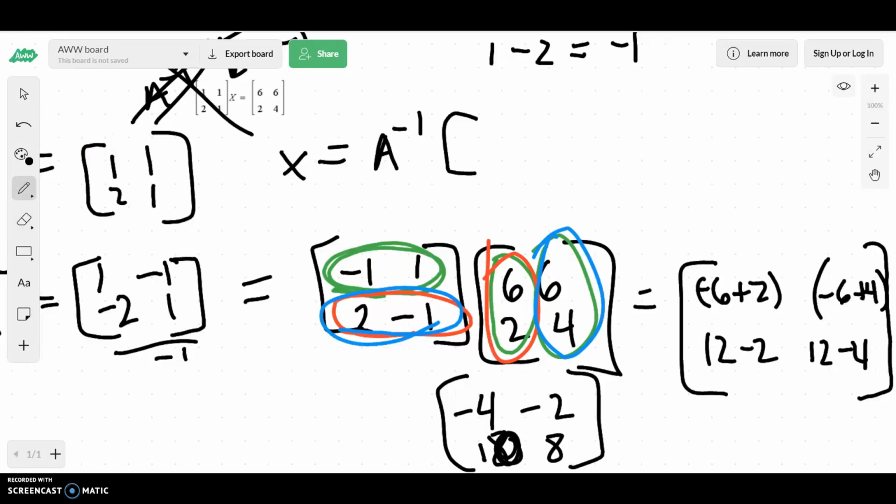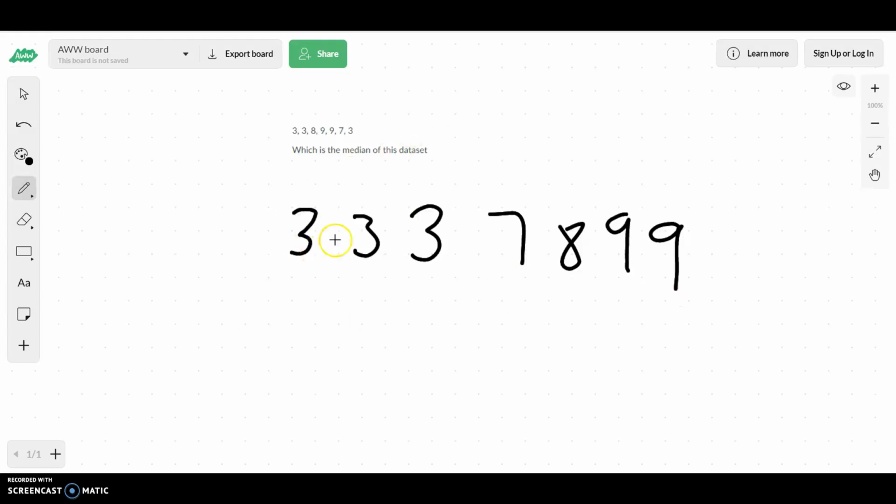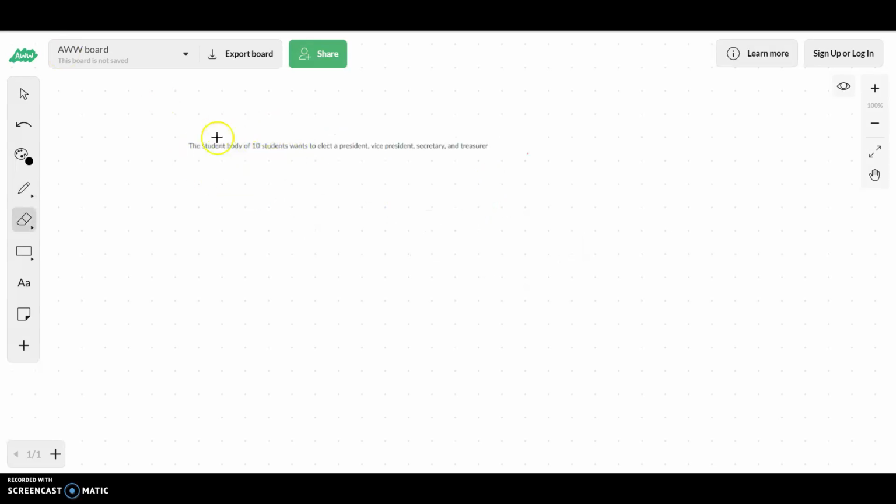Now it will match. Let's find the median of this data set. How I find the median of this data set is I'm just going to write them in order. I'm going to find that middle number, which the middle number of this is 7. There's my median. Done.